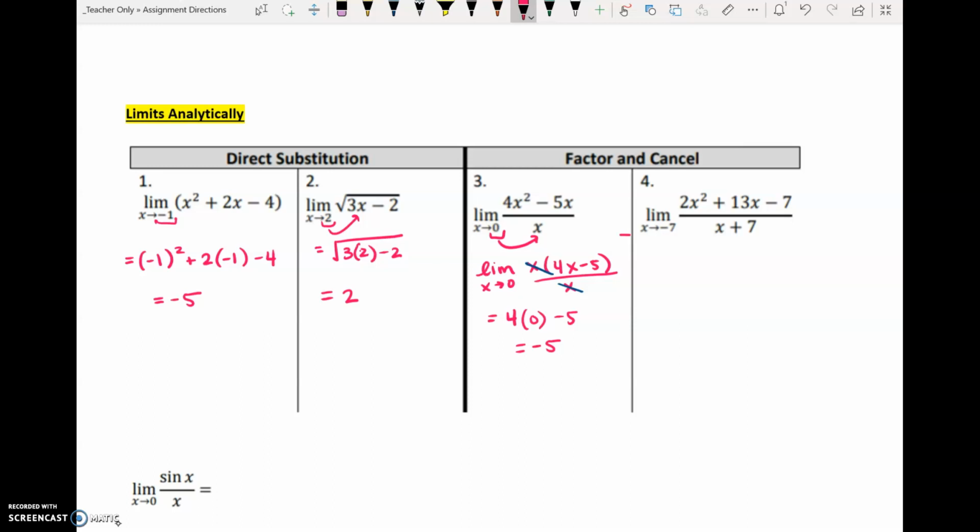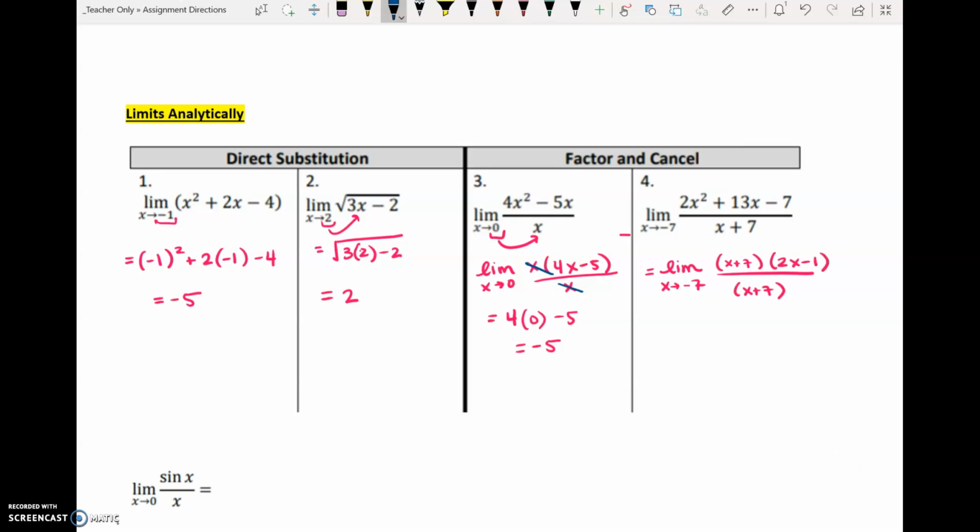And same thing in number 4. If we substitute negative 7 in, we get negative 7 plus 7 is 0. A denominator of 0 doesn't work. So I'm going to rewrite this function by factoring out the top, the limit as x approaches negative 7. And I have x plus 7 in the denominator, which means my goal is going to be to get an x plus 7 in the numerator also, so that those cancel out. And this function does indeed factor to x plus 7 times 2x minus 1.